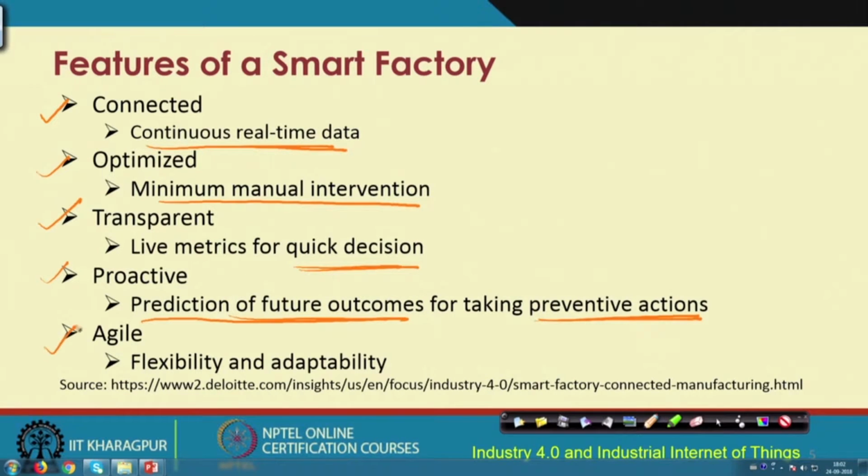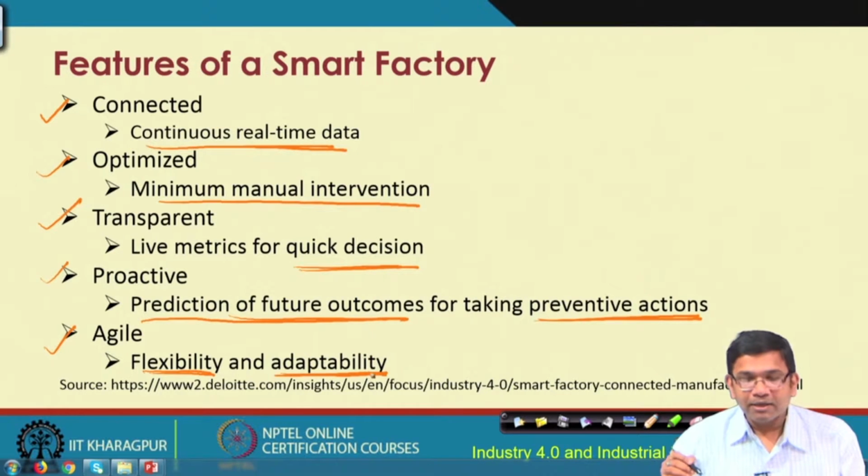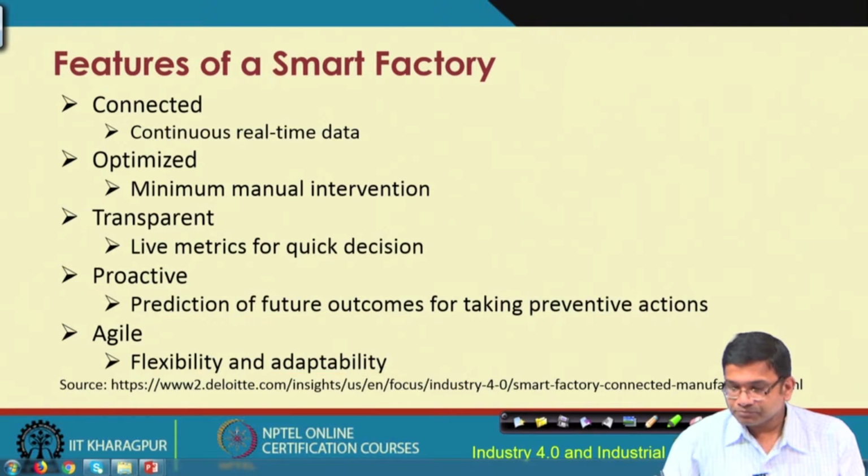And finally, agility. With respect to flexibility to change, adoption of newer systems, components, changes in terms of the versions, etc. So, all of these things are possible in a smart factory.